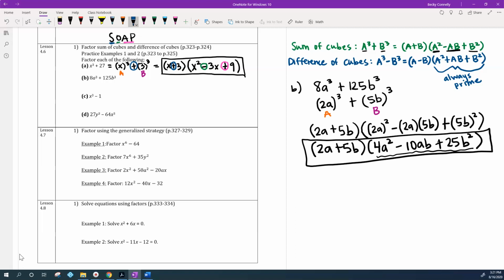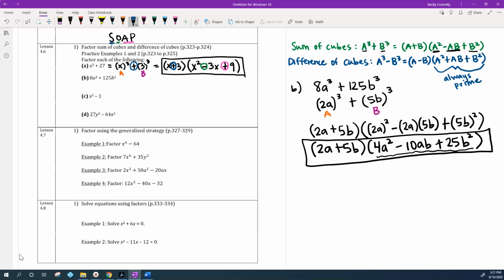I'll leave part C and part D for you to do. Both of these are subtract ones, so you'll be using the difference of cubes, but it's still going to be the same concept of what we did there in A and B. Okay, but let's move on to 4.7.